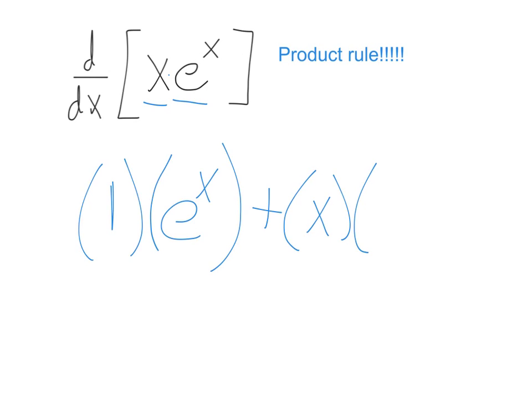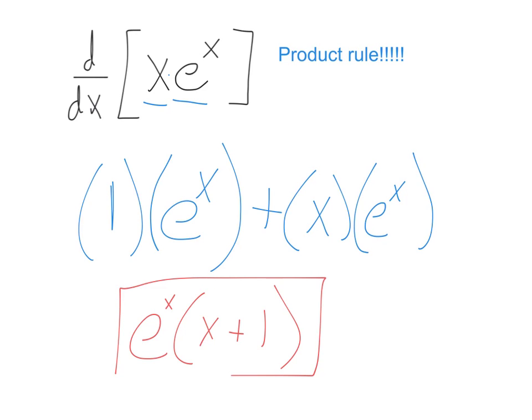And as we said at the beginning, the derivative of e to the x is still just e to the x. In simplifying all of this, I realize I have e to the x plus x e to the x. I could simply factor out an e to the x if I felt the need, but you guys kind of get the idea from there, don't you?